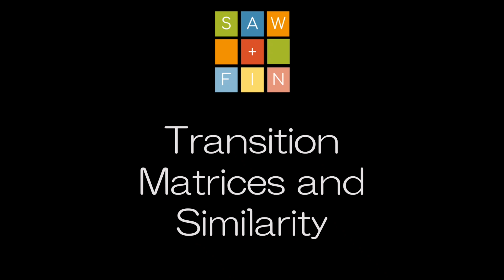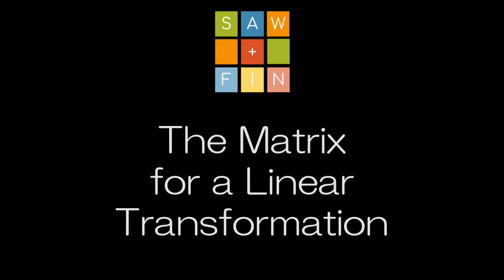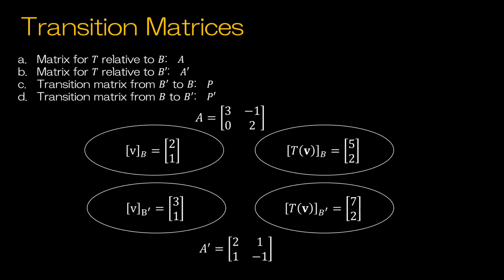Transition matrices and similarity. The matrix for a linear transformation. Before we get started in this lesson, I want to tie back into an example that we just finished in our last video. If you haven't watched that, maybe go back and watch that. We started with a vector v, which was 3, 1. We went from v with respect to B prime and turned that into the vector 2, 1, which we called the vector v with respect to B.